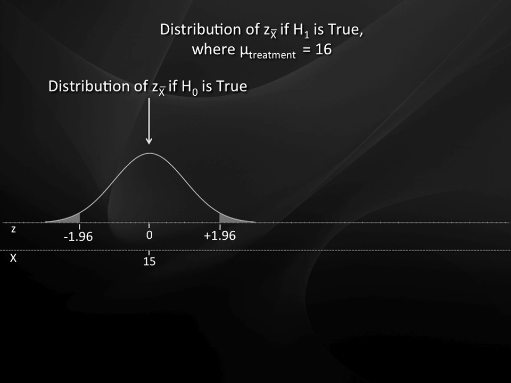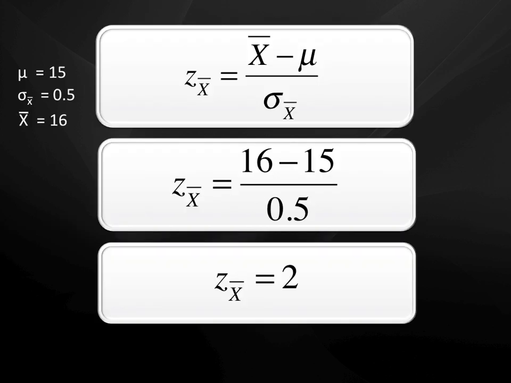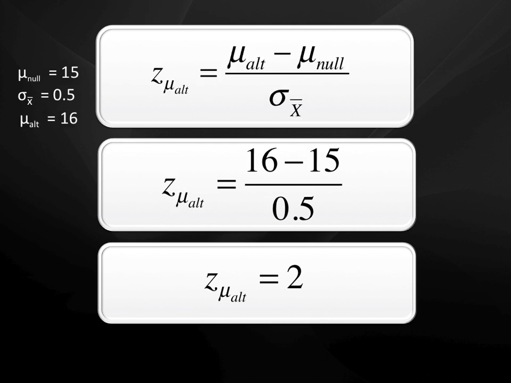Now what I want to do here is have a distribution that shows what types of z sub x bars, what types of samples really, I'm likely to get if the mean after treatment really is 16. Now we can locate this distribution. We actually already did the z-score calculation for a sample mean located at 16. But what we want to do is talk about a population mean centered at 16. Now I can use all these calculations but change the symbols.